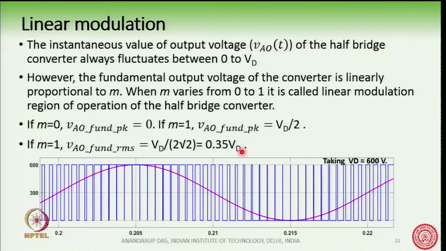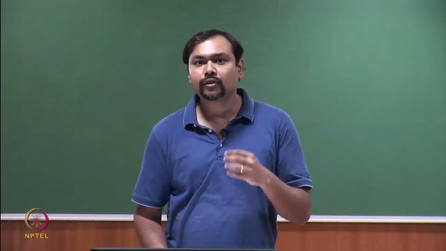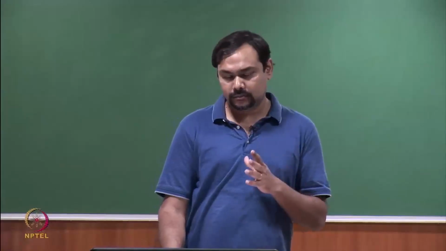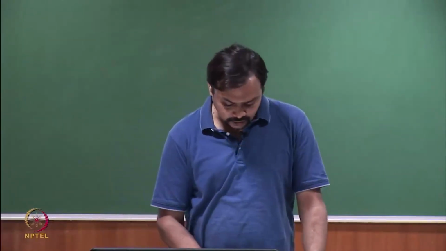So, the pole voltage output from the half bridge converter can be controlled between 0 and Vd by 2 root 2 in RMS, and in the peak it is between 0 and Vd by 2, linearly with the change of m.